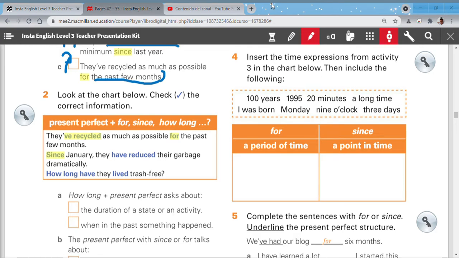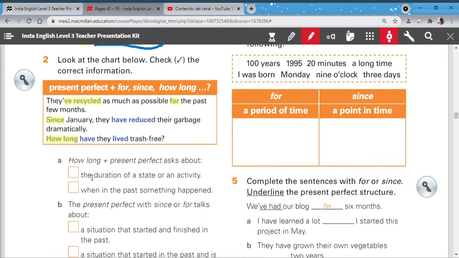Hasta ahora. How long? Okay, Mister, how long have they lived trash free? So in this case, they are asking for a period of time. Let's see. How long? Here it says check the correct information. How long plus present perfect asks about the duration of a stay or an activity, or when in the past something happened.